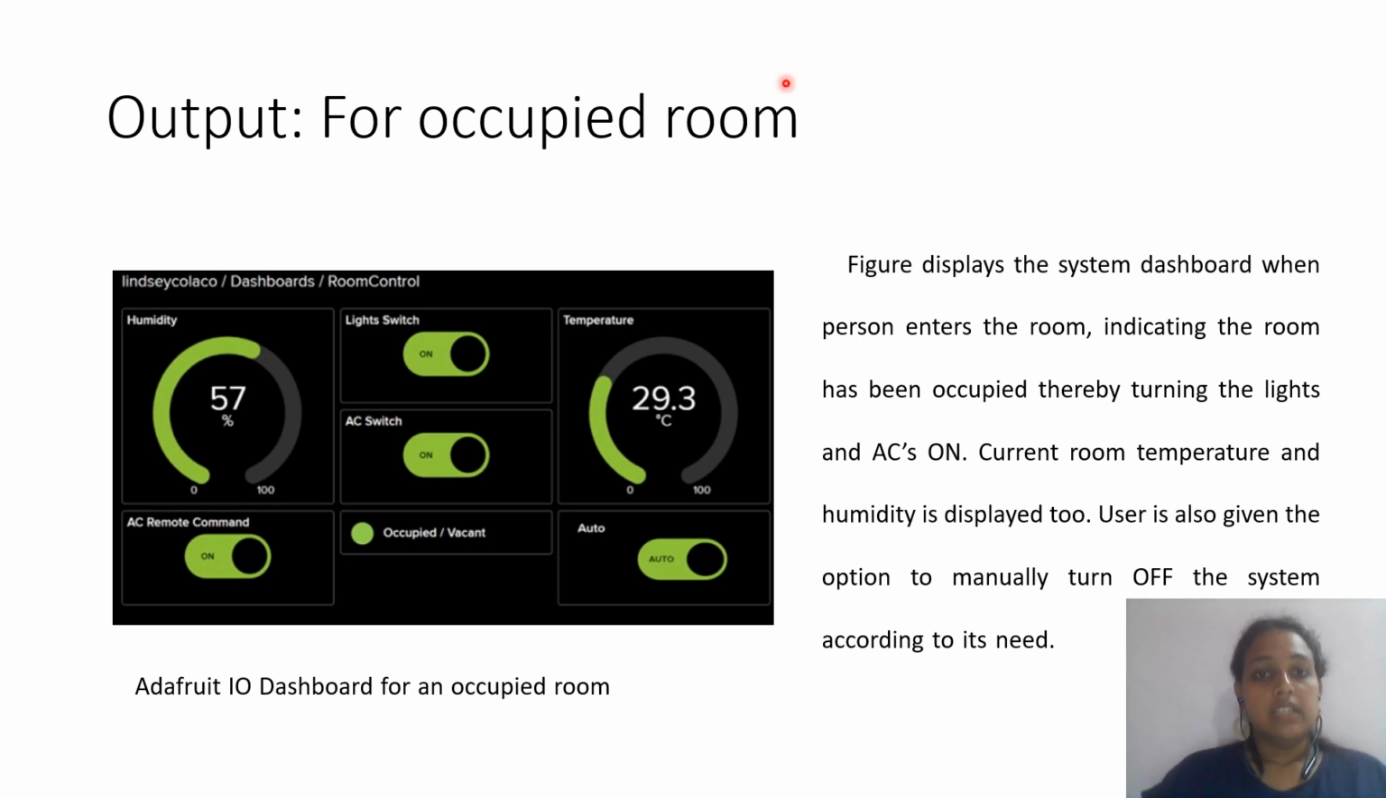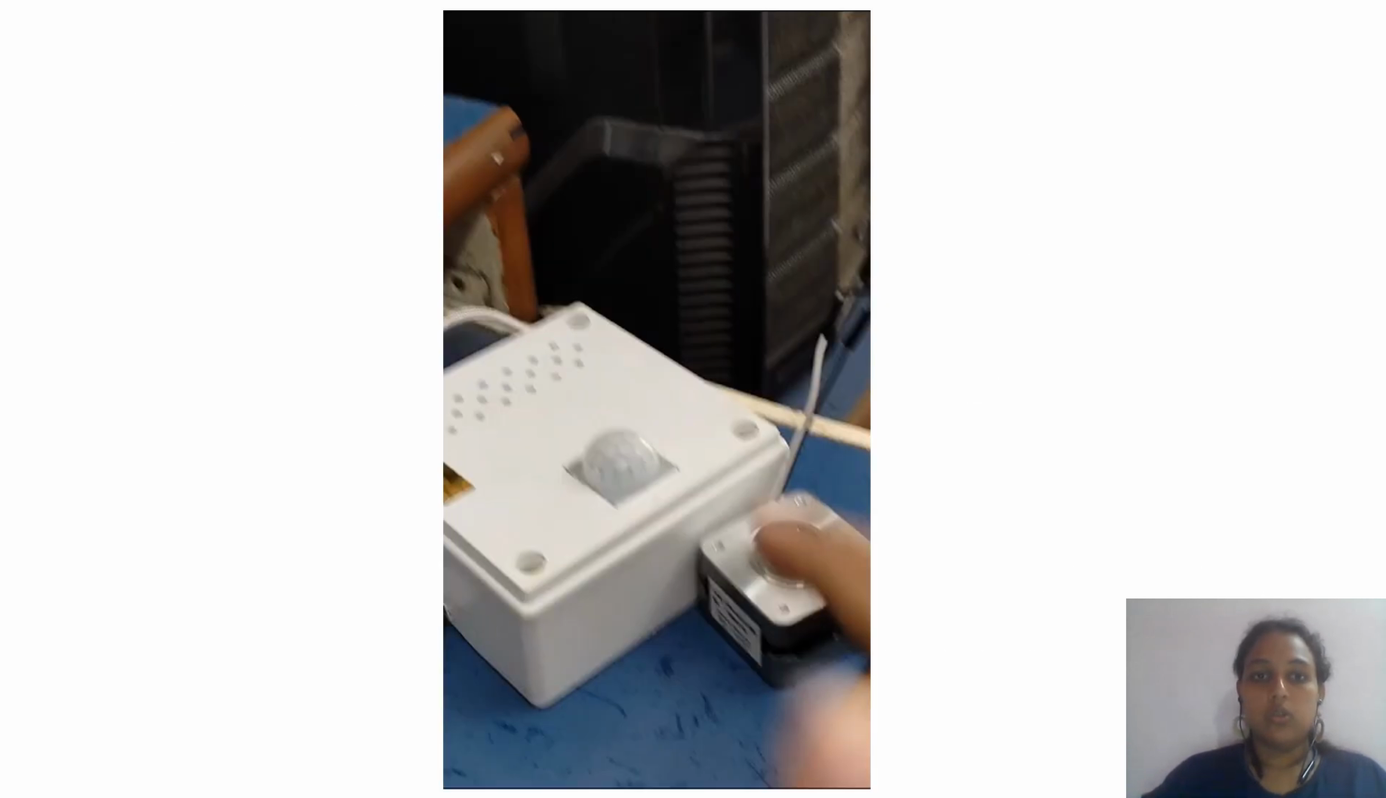So this is the result for an occupied room, when someone is already there in the room. It shows that the lights and ACs are turned on, and the current temperature and humidity are also displayed. At the user level, I now have the ability to turn the lights or the ACs on or off according to my needs. As seen in this video, when the PIR sensor is triggered, all the lights and ACs are turned on. As a user, if I want the AC to turn off, I can use this switch to turn it off.